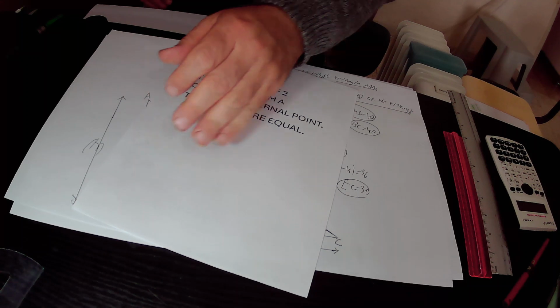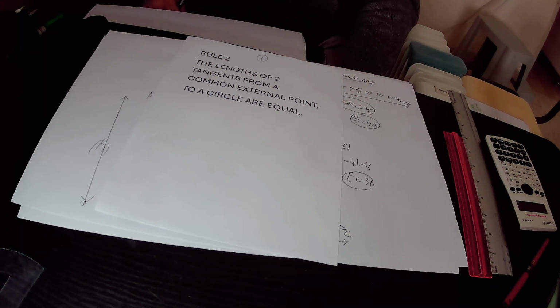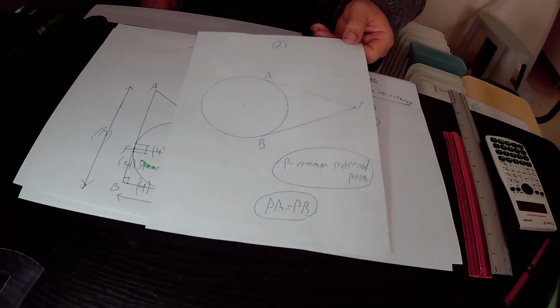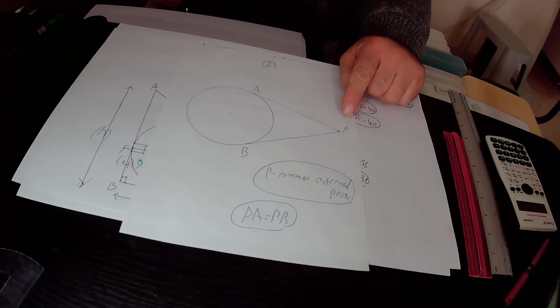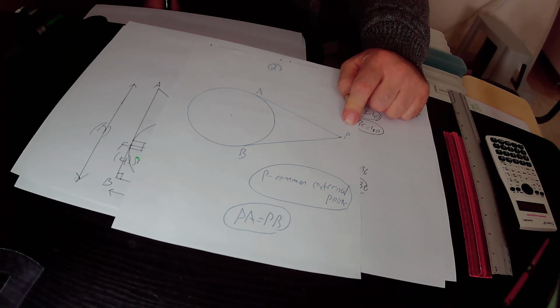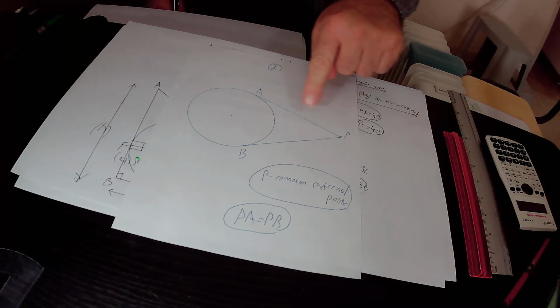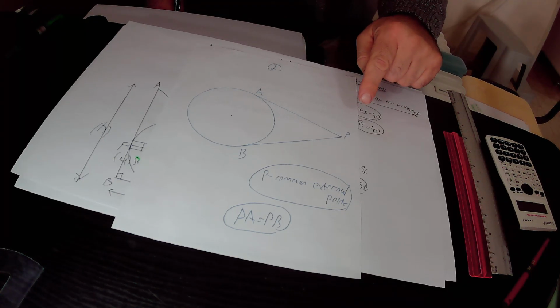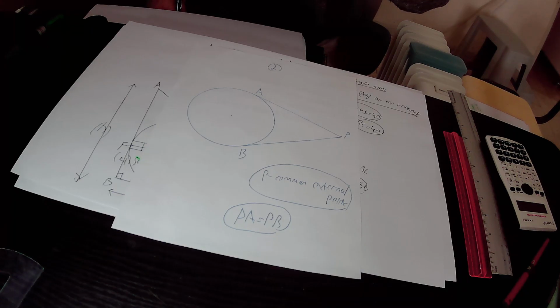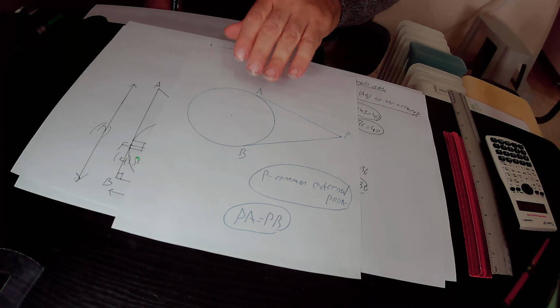According to rule 2, the lengths of two tangents from a common point to a circle are equal. So in the drawing, we have a circle. This is the common point P. From this common external point P, we have two tangents to this circle, tangent PA and tangent PB. According to rule 2, they are equal to each other, that is to say, PA equals PB. So we can implement rule 2 in our drawing.